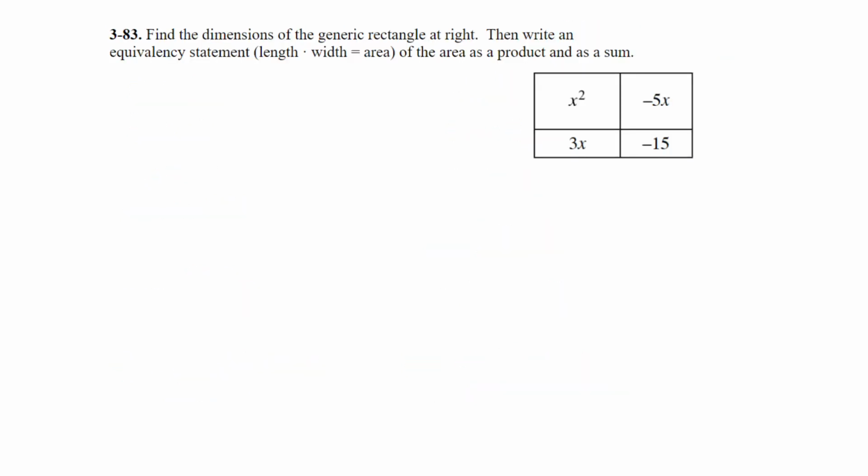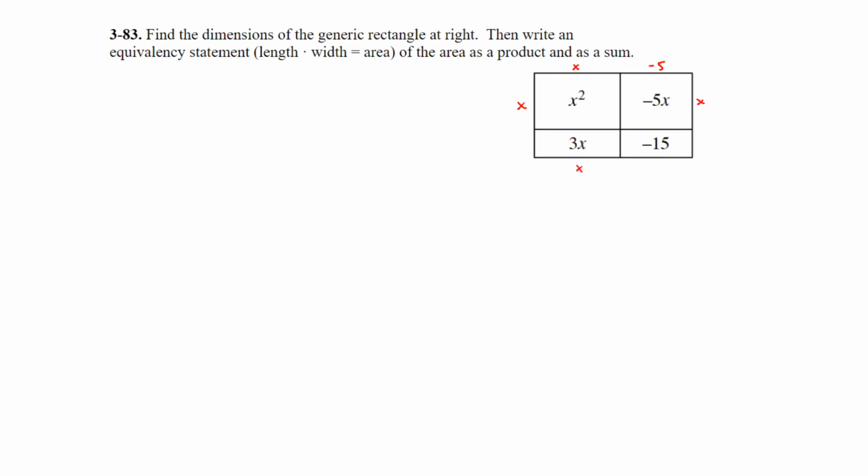Question 83, find the dimensions of the generic rectangle at the right. Then write an equivalency statement, length times width is equal to area, of the area as the product and as a sum. So as you're looking at this, x squared, so if that's an x squared, we have to have a length of x and x. To get negative 5x, x times what? So this length right here is x. So what times x gives you negative 5x? That would be a negative 5.